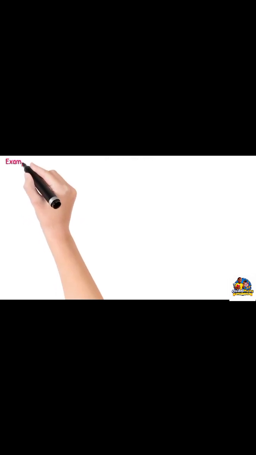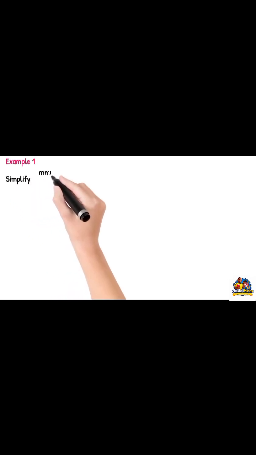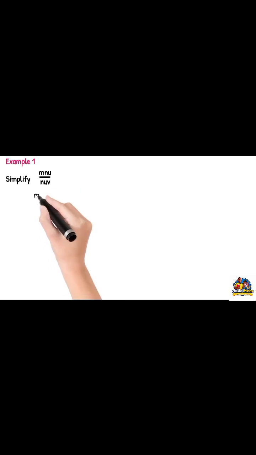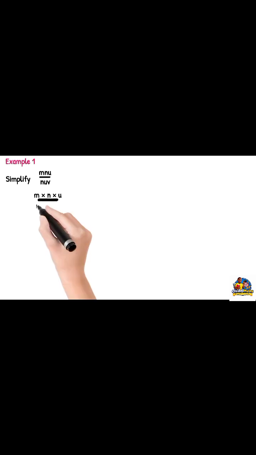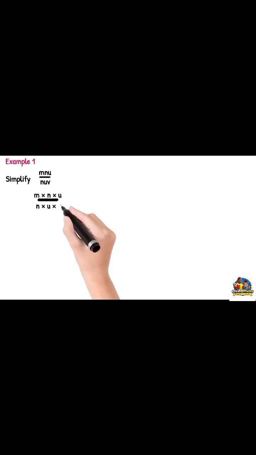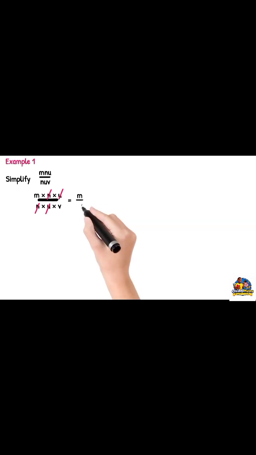Okay, now let's look at examples. Example 1. Simplify MNU over NUV. MNU is the same thing as M times N times U over N times U times V. You know, it is times that is between them, right? Now looking at them, N will cancel N. Look at that, U also. U will cancel U. So we are left with M in the numerator and V in the denominator. So that's M over V.